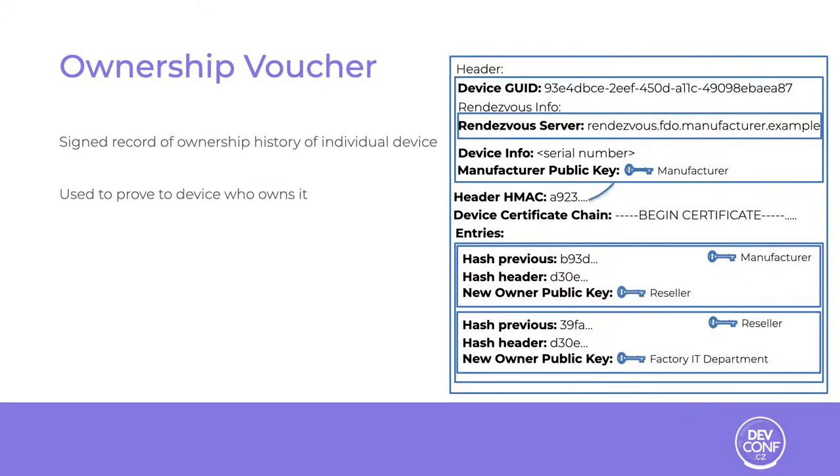And then the ownership voucher consists of one or more entries, where every entry indicates a resale or a further sale of the device. In this case, for example, the device would have been sold twice: once to a reseller and once to an IT department. In both cases, the individual entry is signed by the previous owner. So the manufacturer signs the statement that the reseller now owns it, and later on the reseller signs a statement that the factory IT department now owns the device. This way, when you look at the ownership voucher, you can verify who owns the device at this particular moment. Also, this only includes their public keys, obviously.